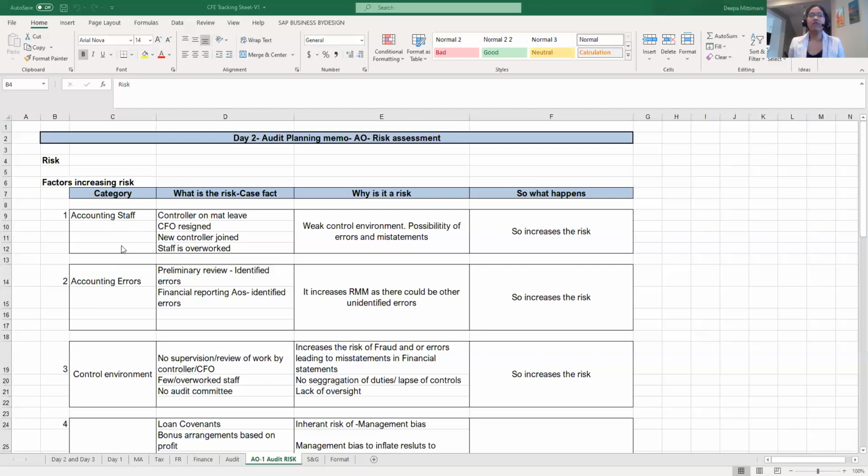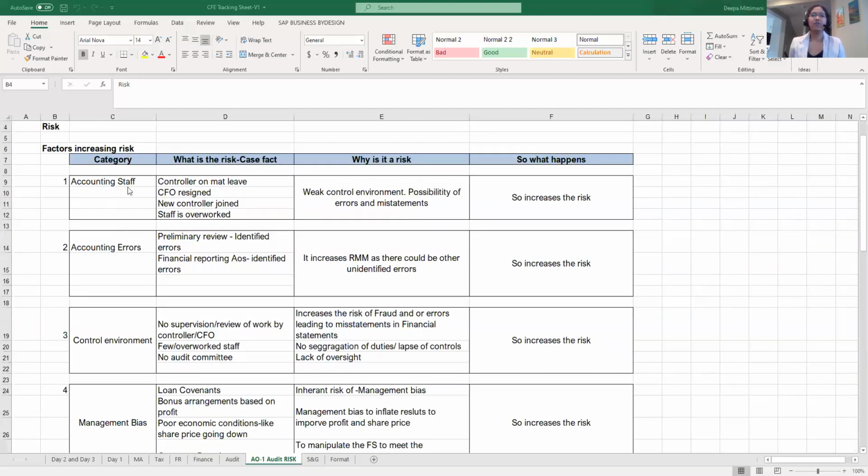So usually there would be a case fact related to accounting staff. Either the controller has gone on maternity leave, the CFO has resigned, or a new controller had joined. Something you would pick up from the case facts. Whenever you are reading, keep it in mind that this is going to affect your audit risk.